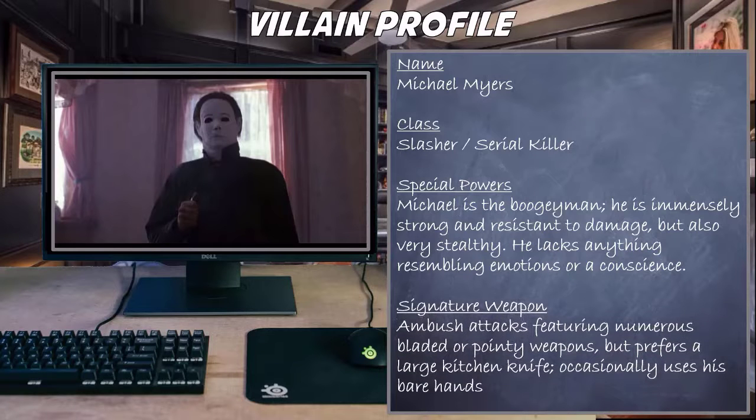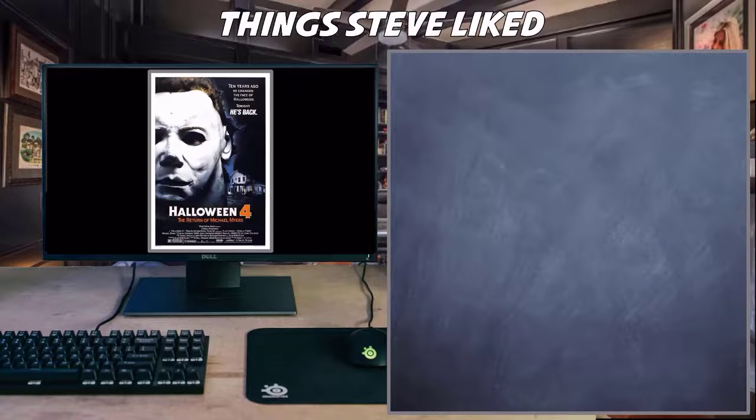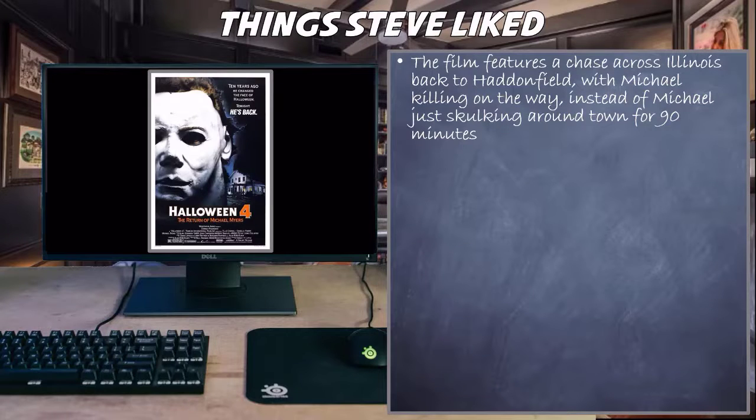Now, as far as signature weapon and techniques go, Michael likes ambush attacks featuring numerous bladed or pointy weapons, but he prefers a large kitchen knife. He does occasionally use his bare hands. So let's get into some of the things I liked about this film right off the bat.